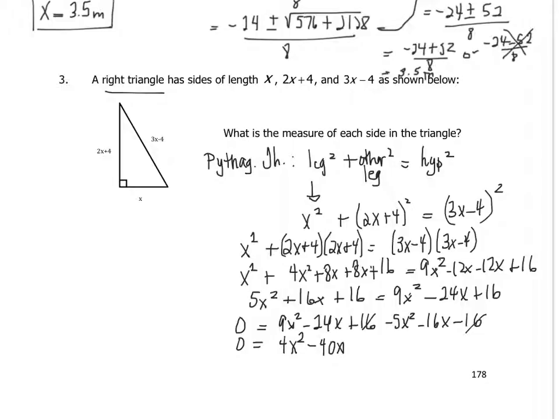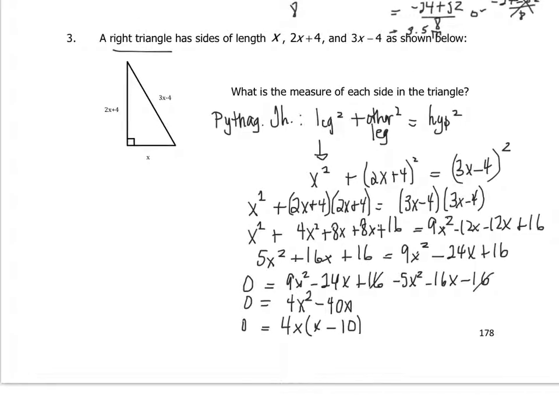So this one is a real easy one to solve because you can just factor out the GCF. I don't need to use the quadratic formula here. I can just factor out the GCF of 4x and get 4x times x minus 10, which gives me two solutions for x. Either x is 0 or x is 10. And we would reject, in this case, x equals 0 because if x is 0 you wouldn't have a side length. So x must be 10.